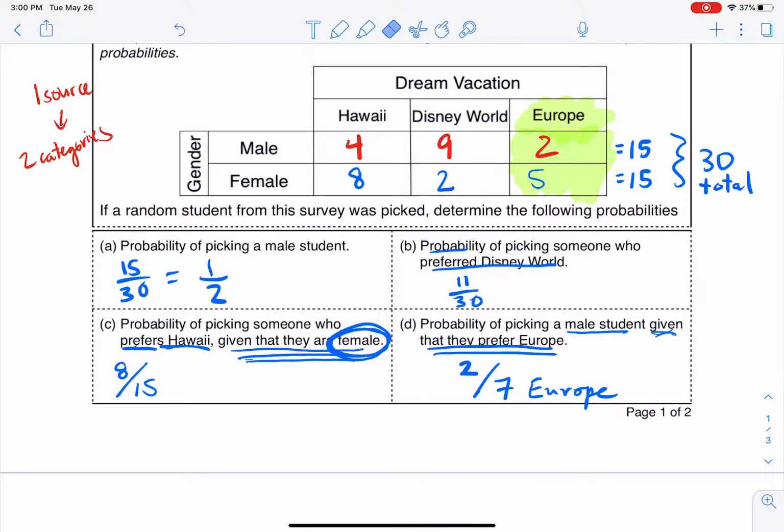So the important thing about two-way frequency tables is that we just read those probability statements carefully to help us determine what's the total that we're talking about.